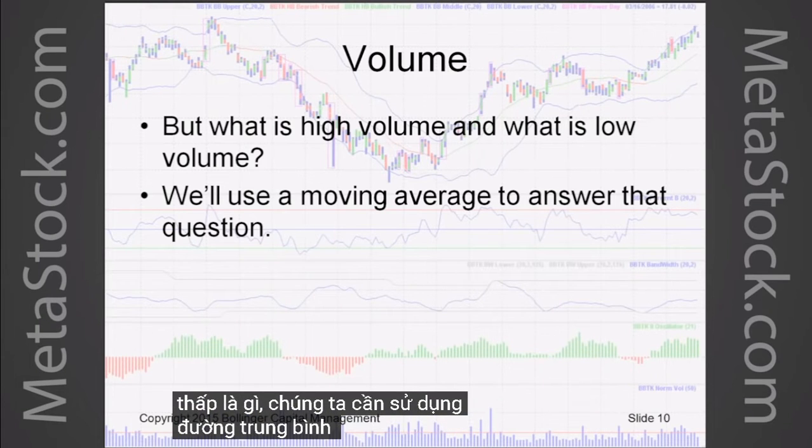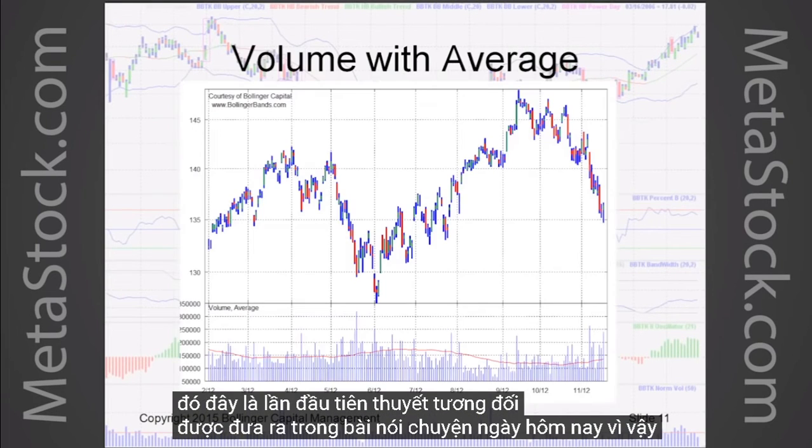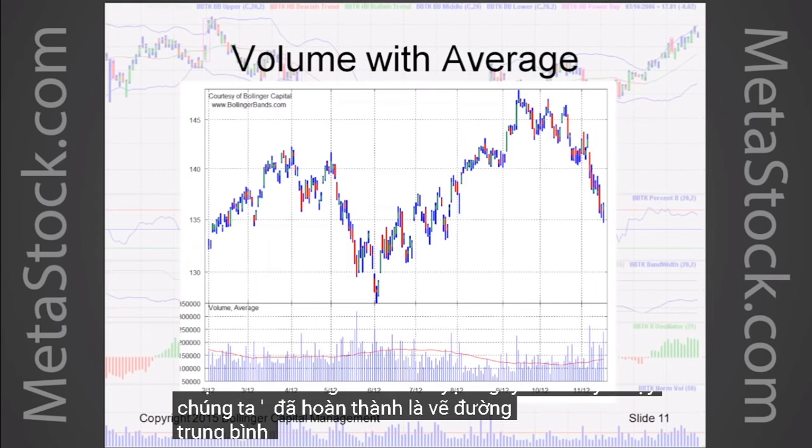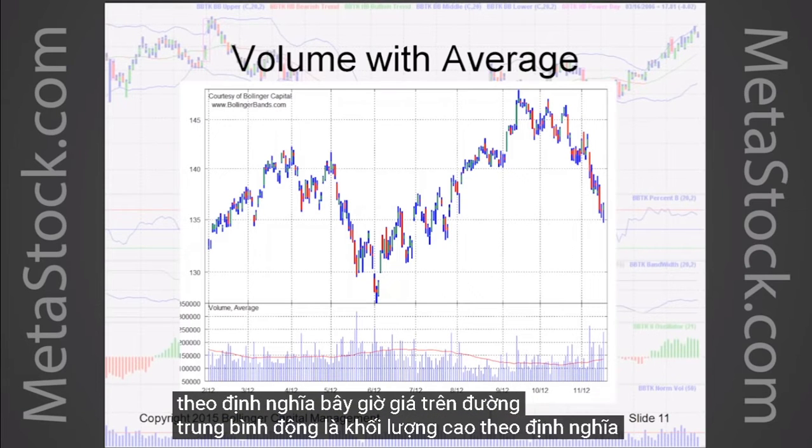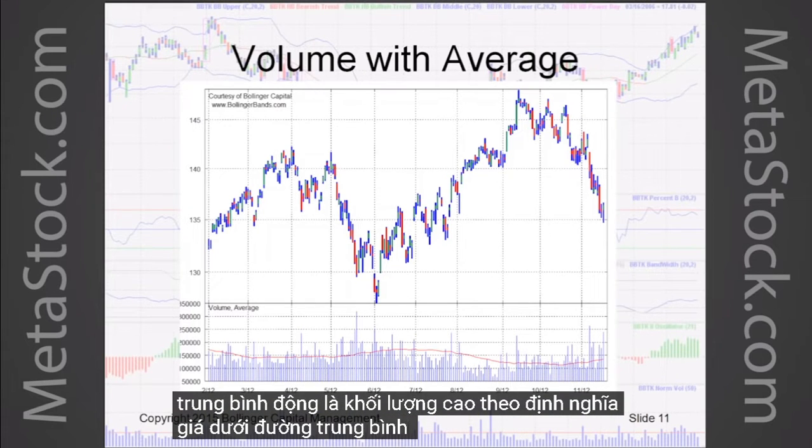We're going to use a moving average to answer that question. And this is the first time that relativity is going to figure into today's talk. So what we've done is draw a 50-period moving average on the volume clip here. By definition now, price above the moving average is high volume. By definition, price below the moving average is low volume.